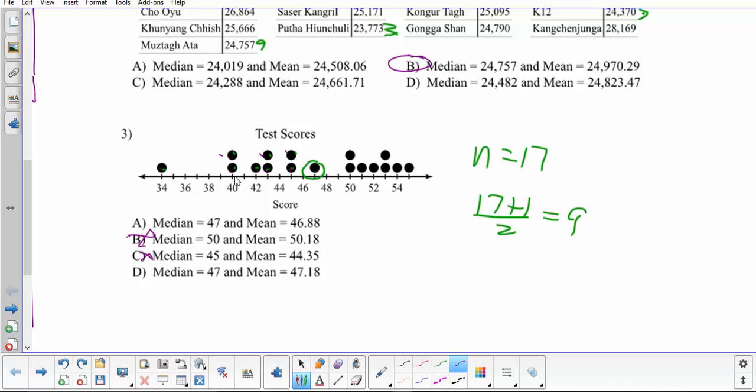To find the mean, we do the same thing that we've done for the other ones. We add up all of our data values. When we add them all together, we get a total of 797. We divide that by 17 and get 46.88. So our correct answer is option A.